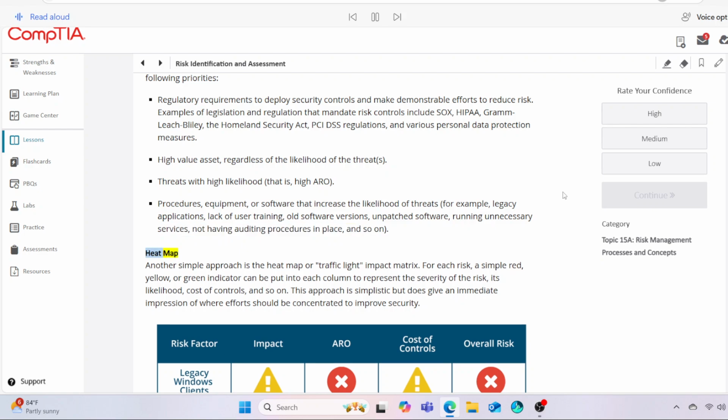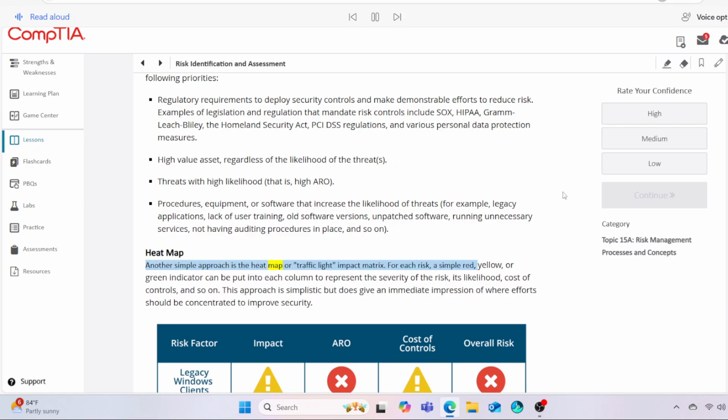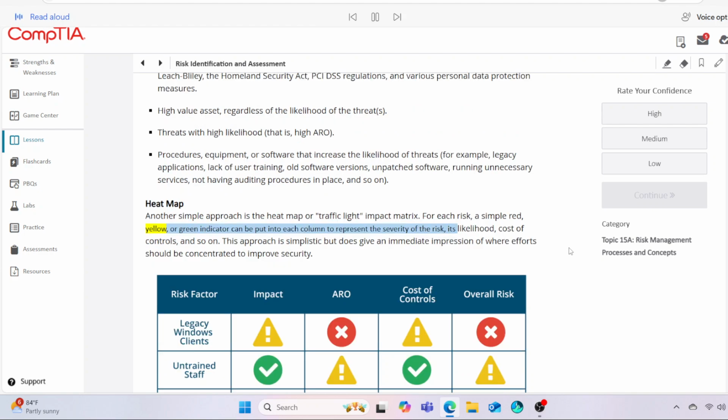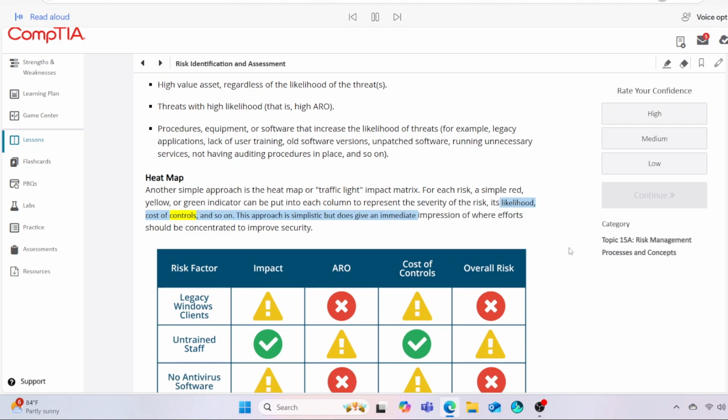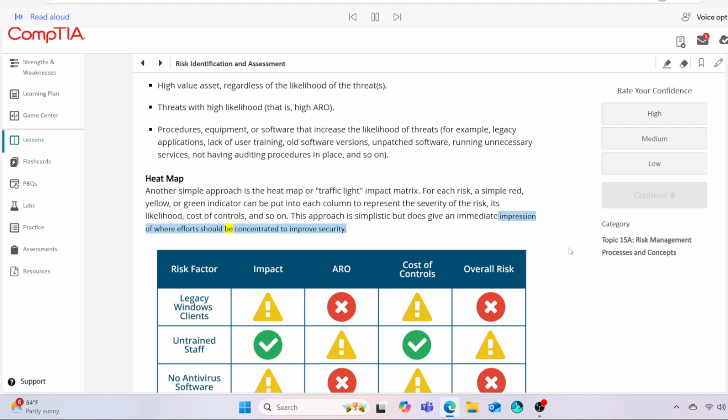Heat map. Another simple approach is the heat map or traffic light impact matrix. For each risk, a simple red, yellow, or green indicator can be put into each column to represent the severity of the risk, its likelihood, cost of controls, and so on. This approach is simplistic, but does give an immediate impression of where efforts should be concentrated to improve security.